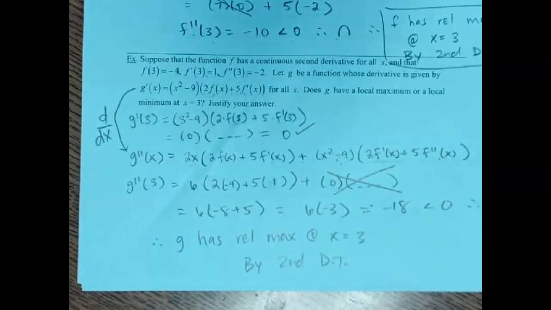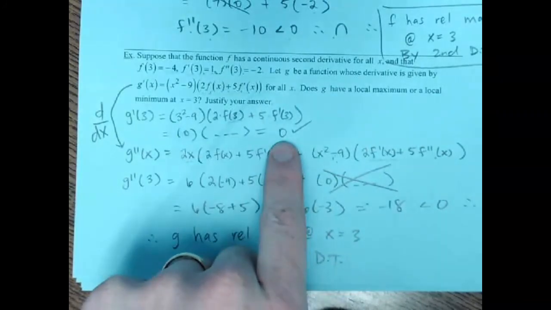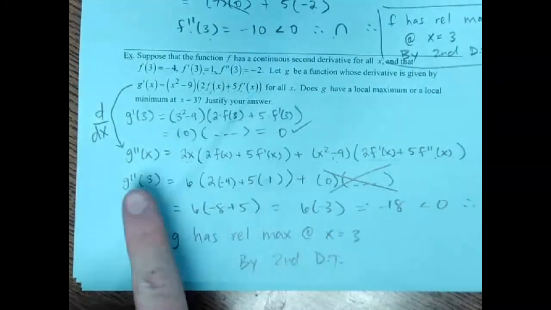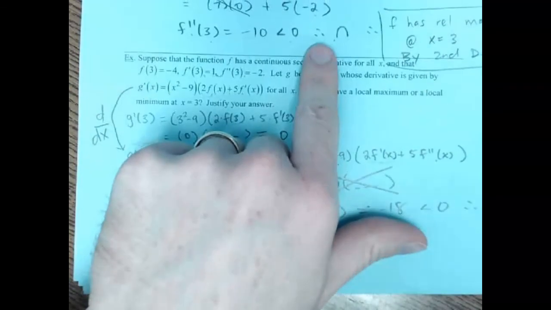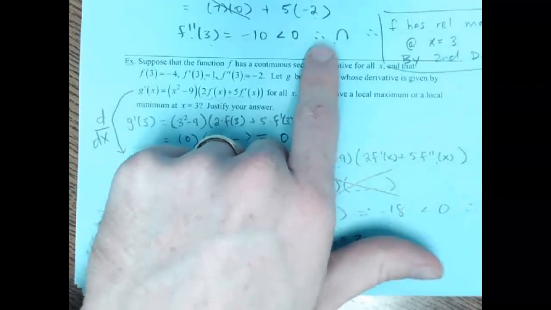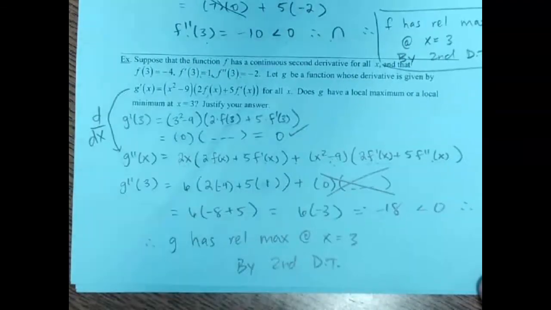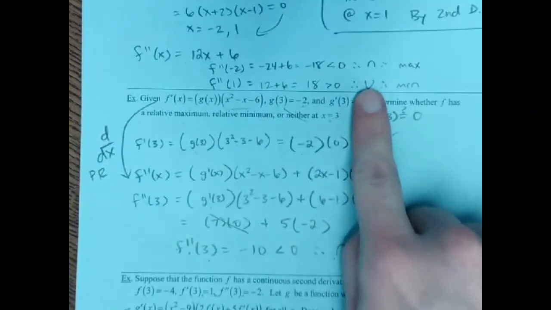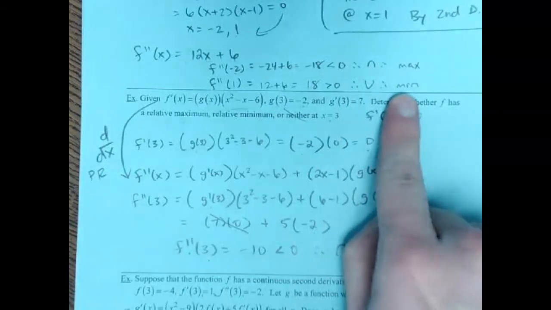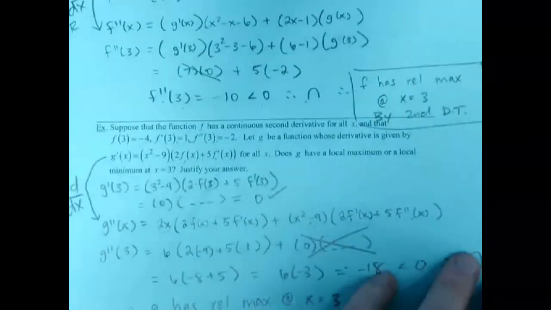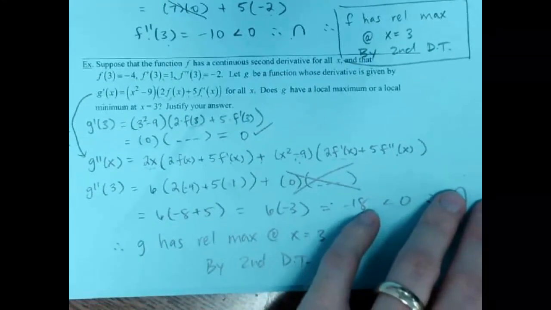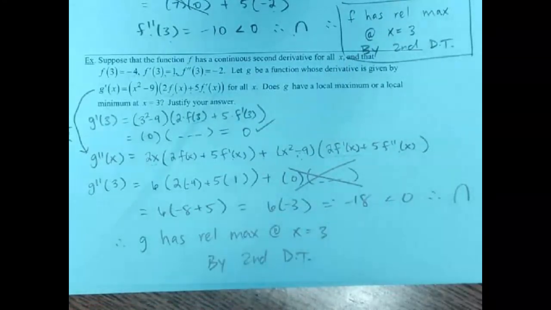If you want to test for mins and maxes using the second derivative, all you have to do is plug into the first, make sure it's 0, and then you plug into the second, and then make sure it's not 0. If it's a negative output, that's actually going to tell you a relative max. If it would have been a positive output, then that would have told me we had a relative min. Right, so a second derivative test, no sign charts involved, but it's a way to find mins and maxes using the second derivative.